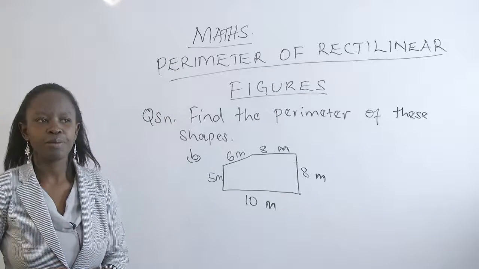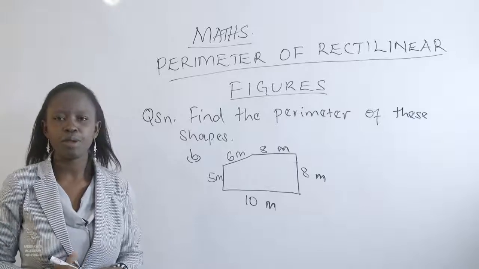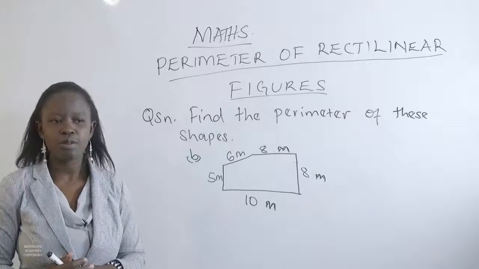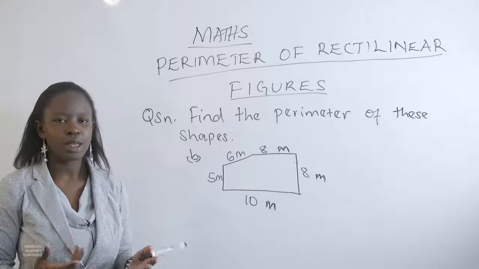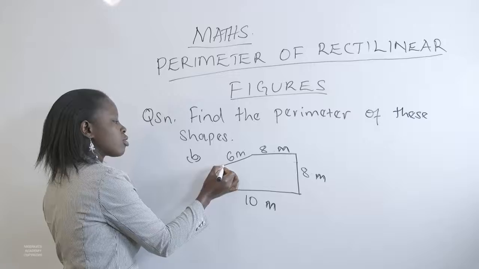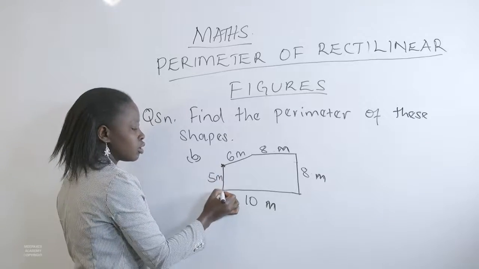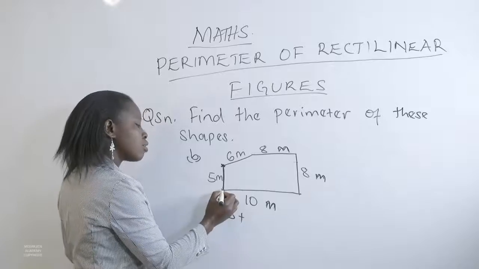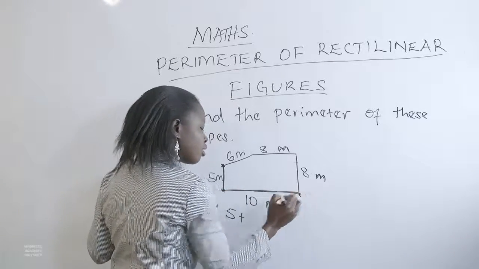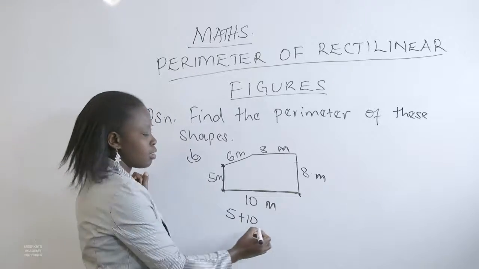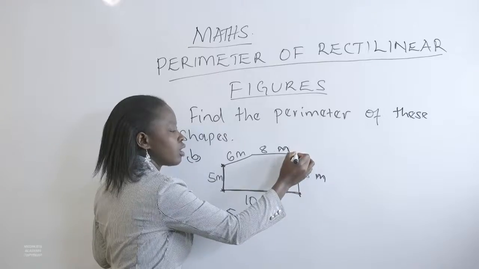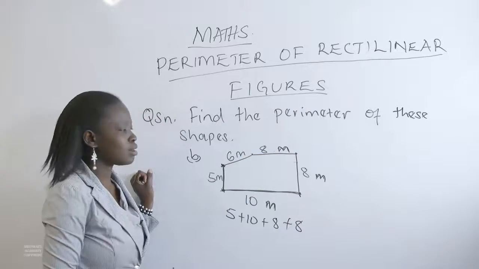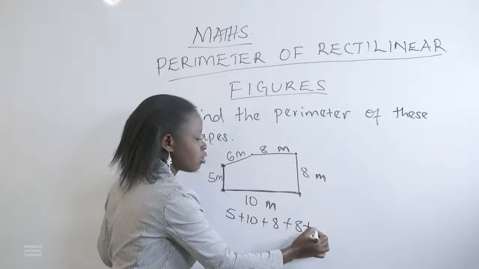So we have the figure, and we are required to find the perimeter of the given figure. This means we get the distance around this given figure, and it is obtained by adding the distances that we have. If I start from this point, then from this point to this end, we have 5 meters. So that will mean I have 5, plus, moving from this point to the other end, that is 10 meters. Then plus, moving from this end to that end, we have 8. Then from this end to that point, we have another 8. Then finally, going back to the original place, we have 6.